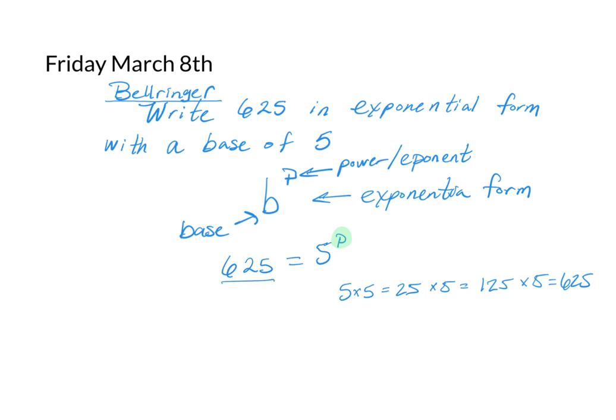So how many times did we have to multiply 5 times our result to get to 625? Let's count. 1, 2, 3, 4. So 625 is equal to 5 to the 4th power. And if you want to verify that, you can type in your calculator 5 to the 4th power and see that it equals 625.